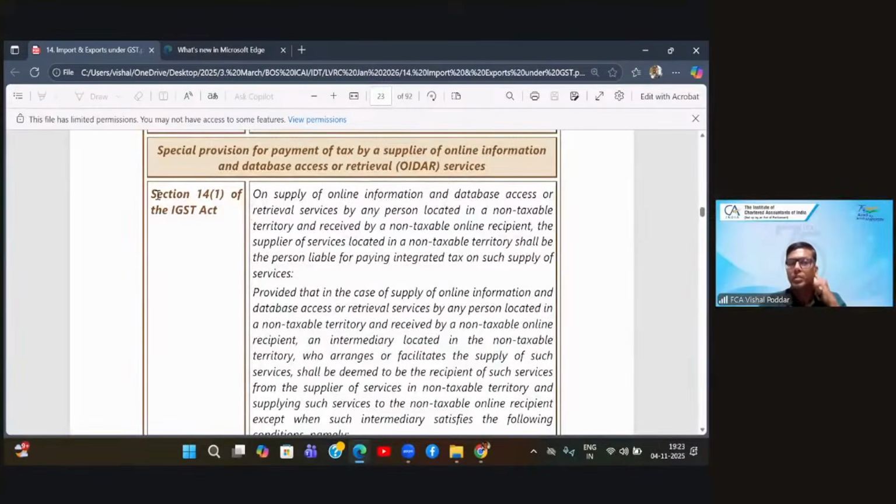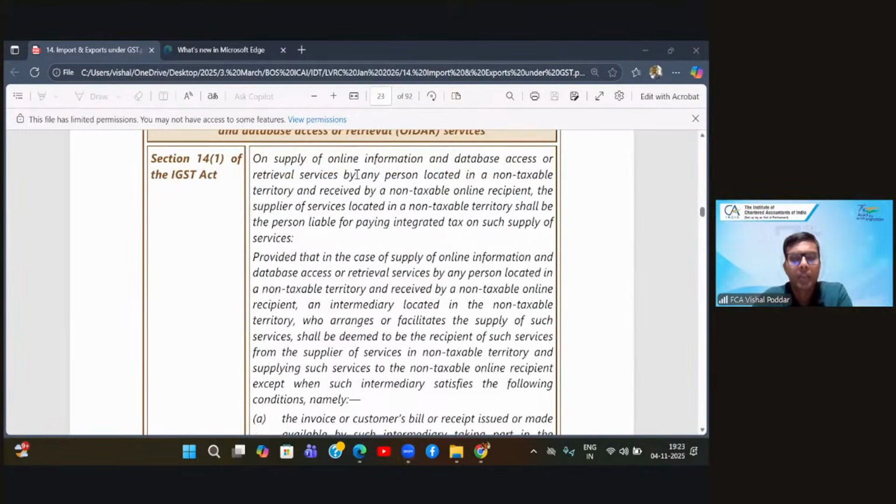Now, this we were discussing earlier, section 14(1). It is a special provision for payment of tax by a supplier who is supplying OIDAR services from a place outside India to a NTOR, that is non-taxable online recipient, in India. In such cases, if the recipient in India is registered, then, what Geeta was asking earlier, in this particular scenario, the person in India will be paying tax under RCM. However, otherwise, where the person is unregistered, section 14 will apply. The IGST on such import will be paid by the supplier only.